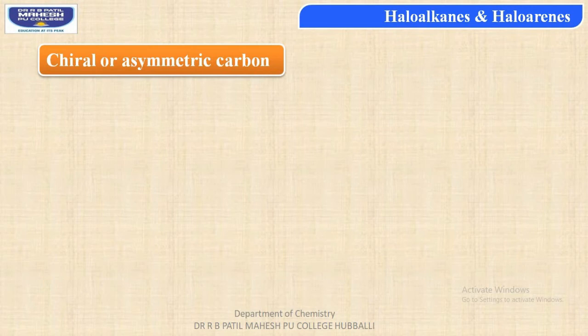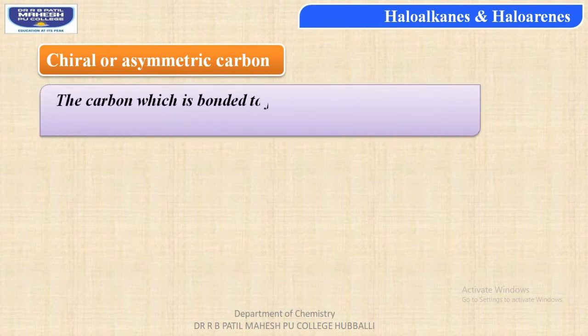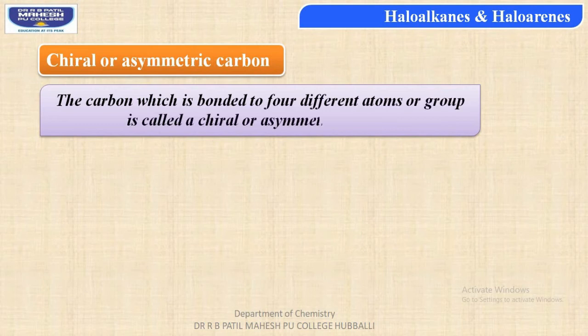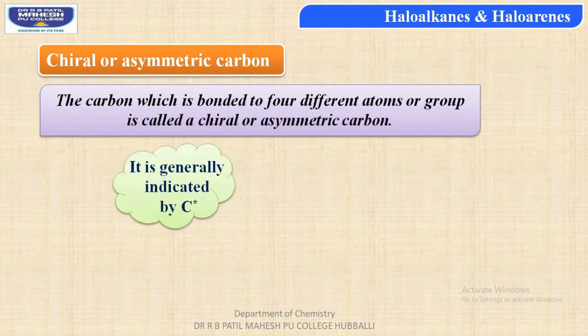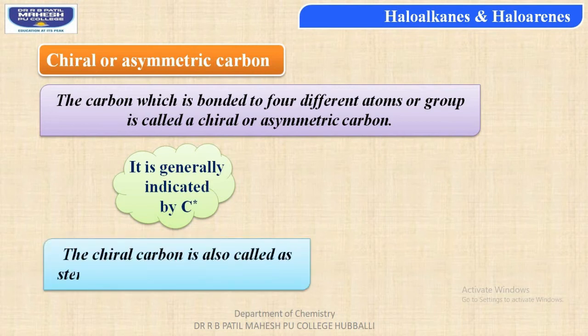The carbon which is bonded to 4 different atoms or groups is called a chiral or asymmetric carbon atom. In general, it is represented by the letter C and a star, which denotes asymmetric carbon or chiral carbon. And students, the chiral carbon is also called a stereogenic center or stereo center.